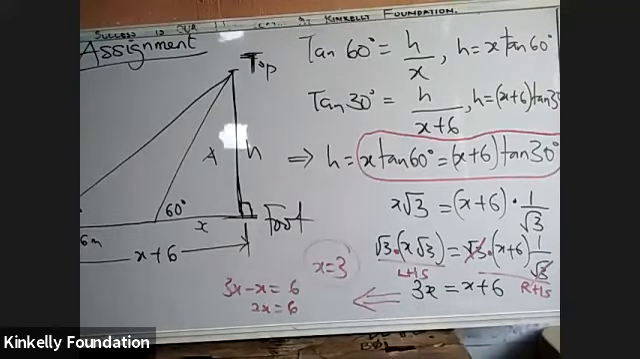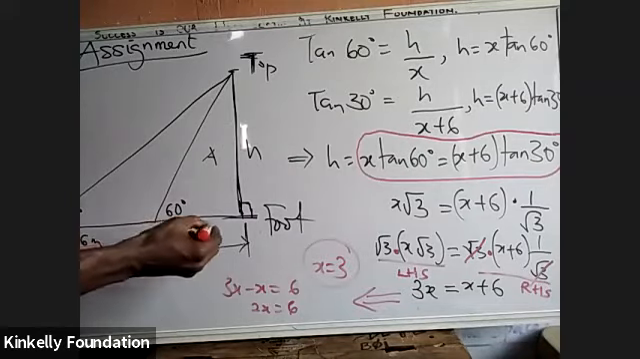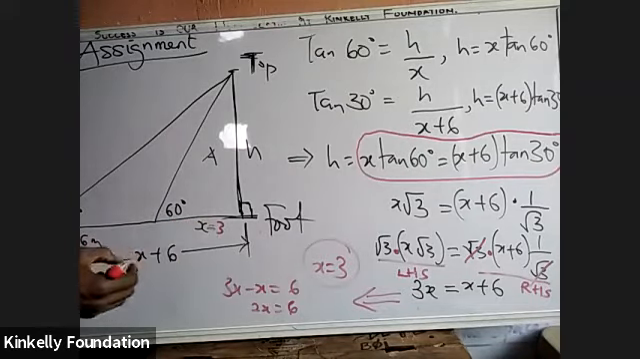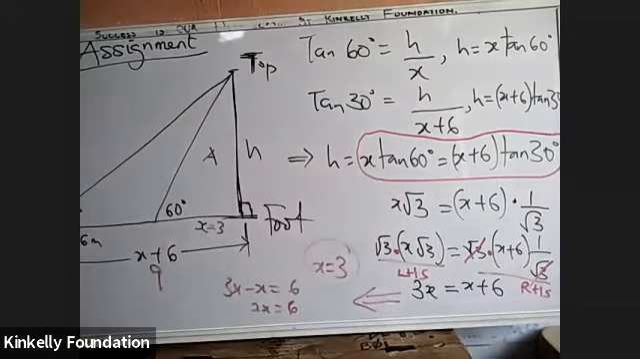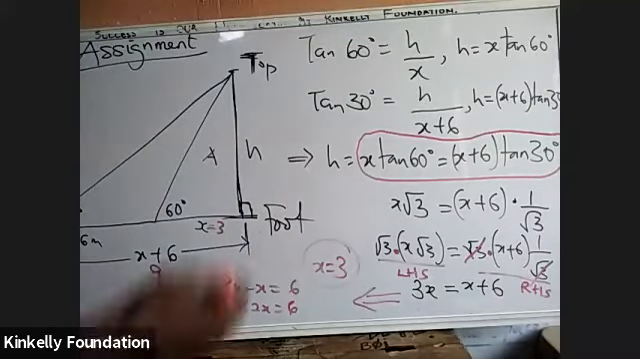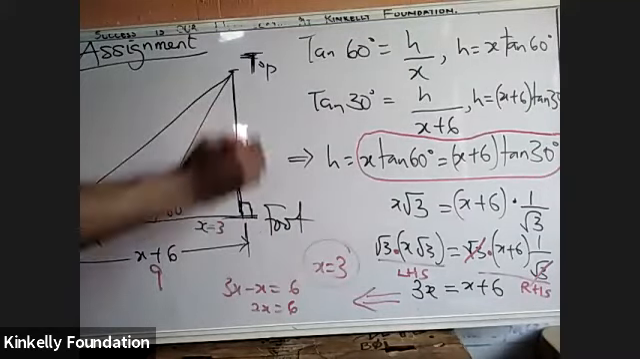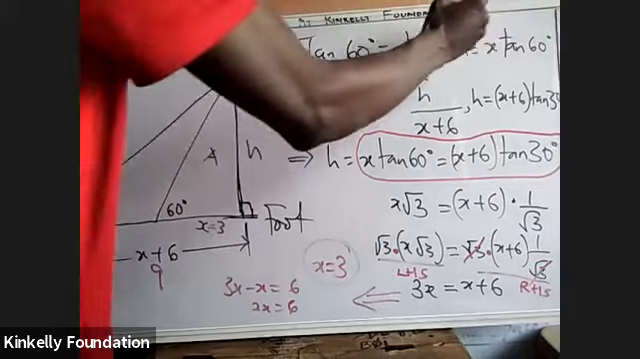You see it now. X is equal to 3. So which means that what we have here is 3. And if here is 3, here is 6, the whole of this will give us 9. Now, to find the height of this post, which is 6. The height of the post, we say it is what? Look at it here.